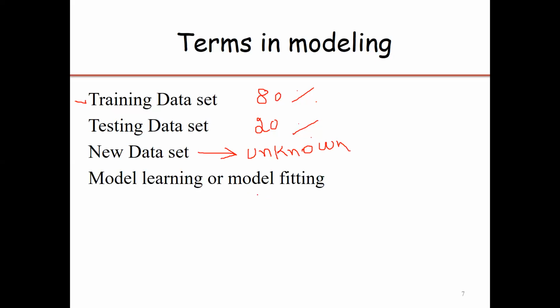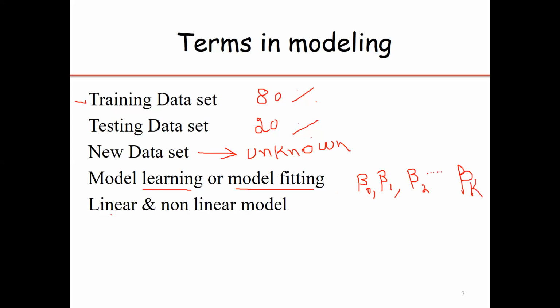Model learning is the process of finding or estimating the model parameters. This is a very important step in statistical modeling, to find out the values of the betas. The values of betas can be determined with the help of the method of least squares, a technique used to estimate these parameters. We may have k number of parameters, beta k. Our model may be linear or non-linear, as explained in the previous slide.